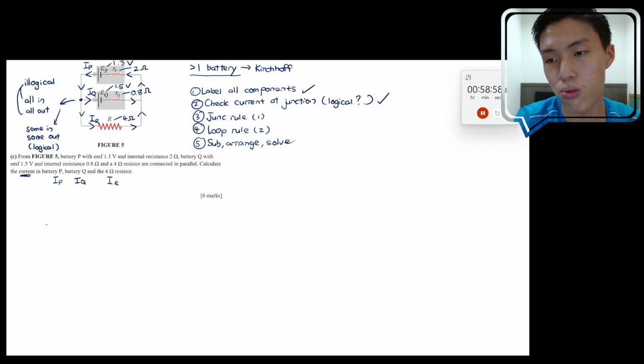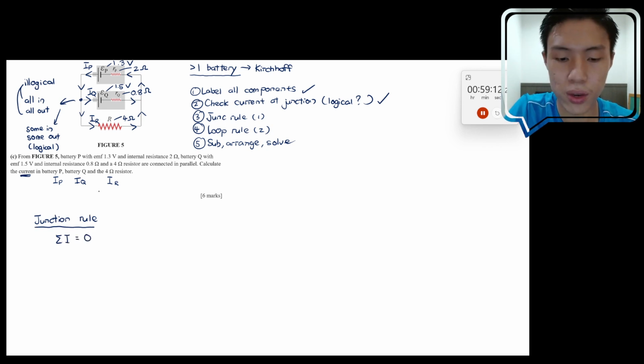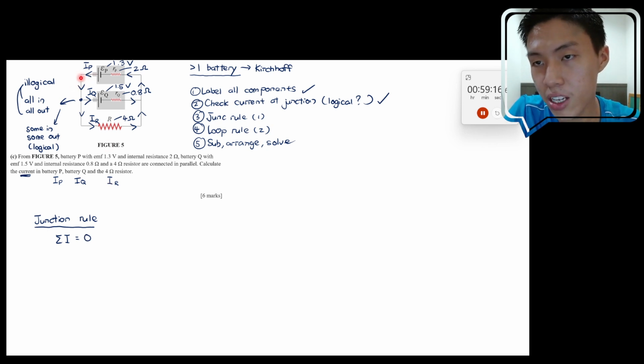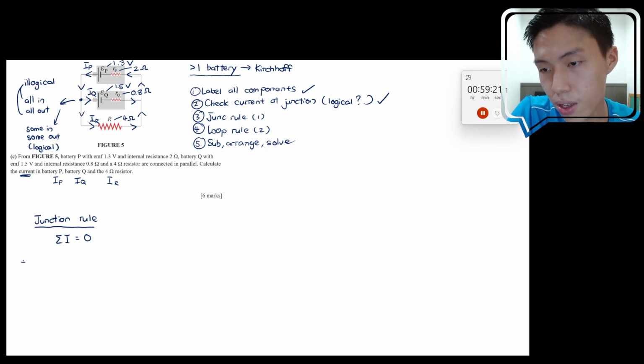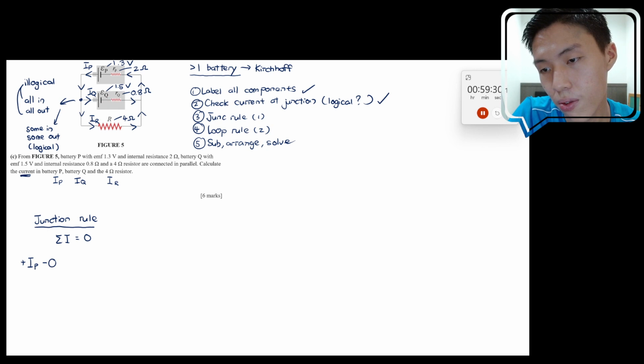Next, we will do junction rule. Junction rule, look at one of the junctions, will be fine. Let's look at the left junction. So sum of I is equal to 0. In this case, what is flowing in will be positive, what is flowing out will be negative. IP is flowing into the junction, so that is positive. IQ will be flowing out of the junction, so that will be negative.